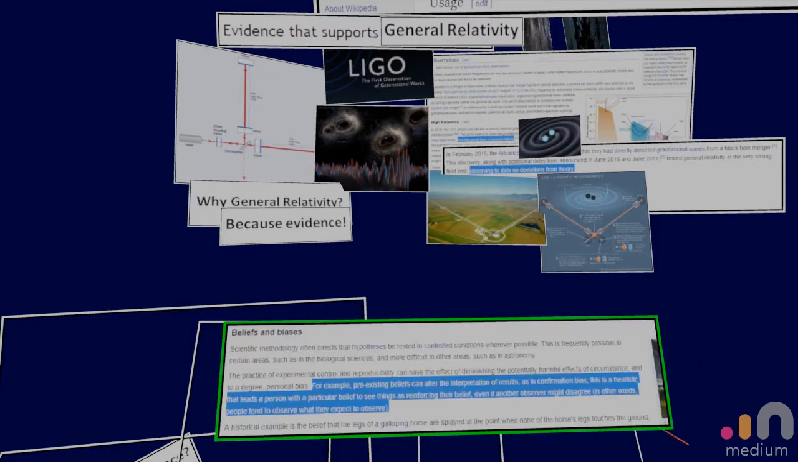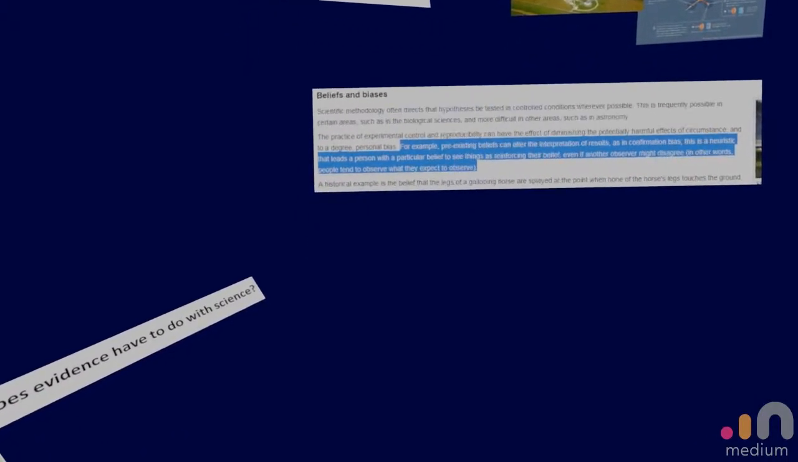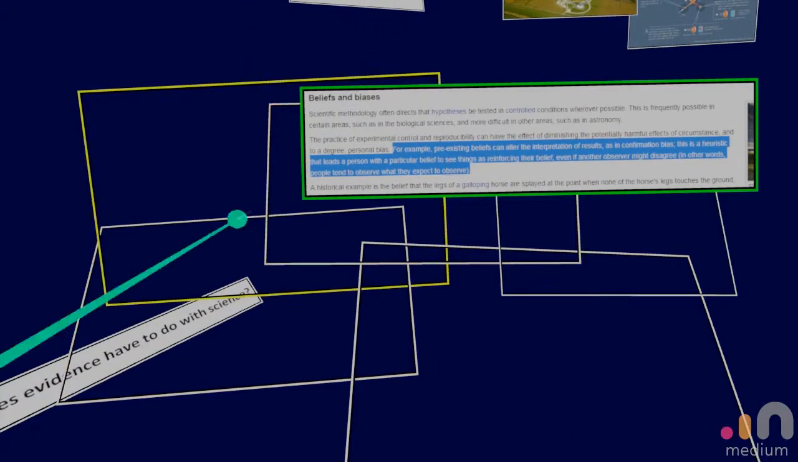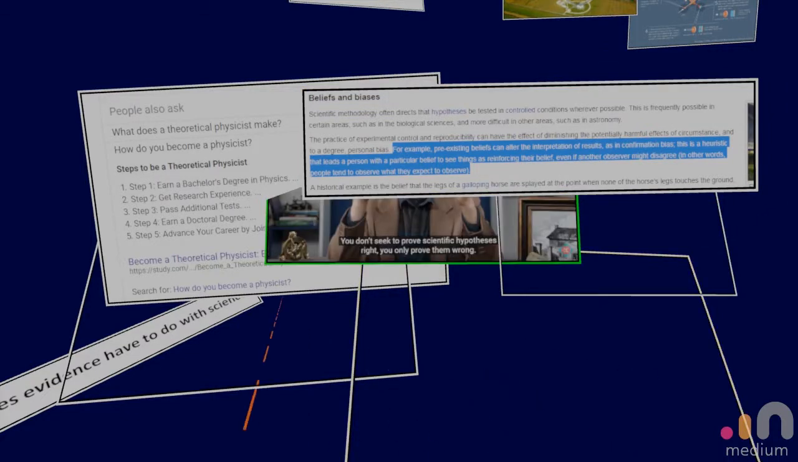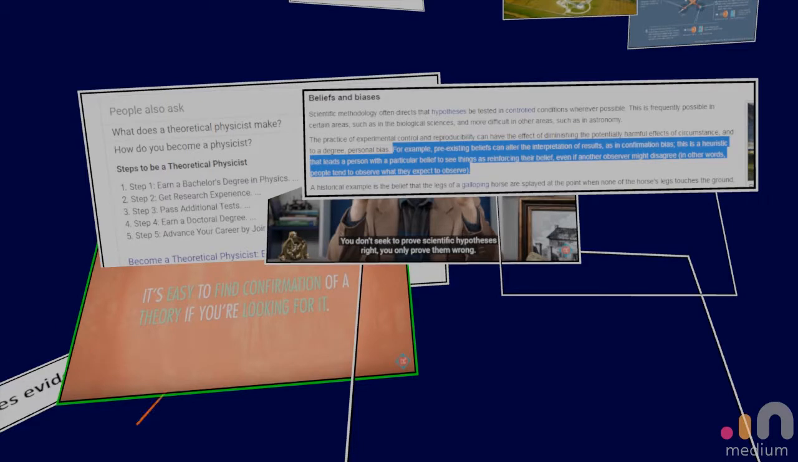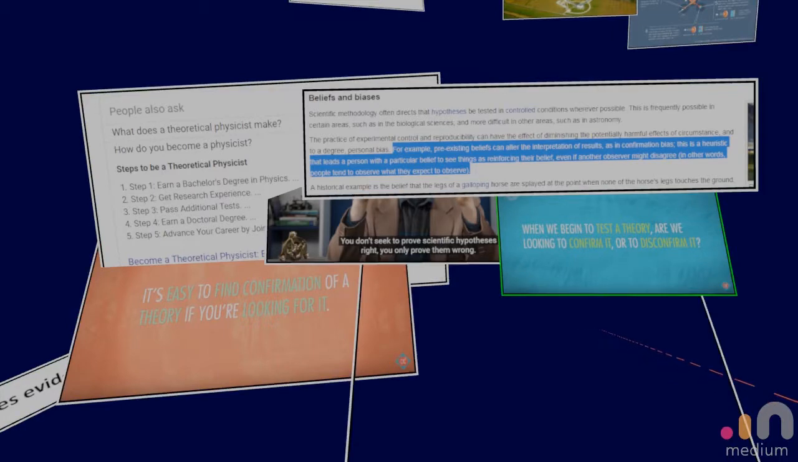Another thing you gotta worry about in science, this is pretty cool, it's called beliefs and biases. So, for example, pre-existing beliefs can alter the interpretation of results, as in confirmation bias, that leads to a person with a particular belief to see things as reinforcing their belief, even if an alternative observer might disagree. In other words, people tend to observe what they expect to observe. You don't seek to prove scientific hypotheses right, you only prove them wrong. When we begin to test a theory, are we looking to confirm or disconfirm? That is how you do science.